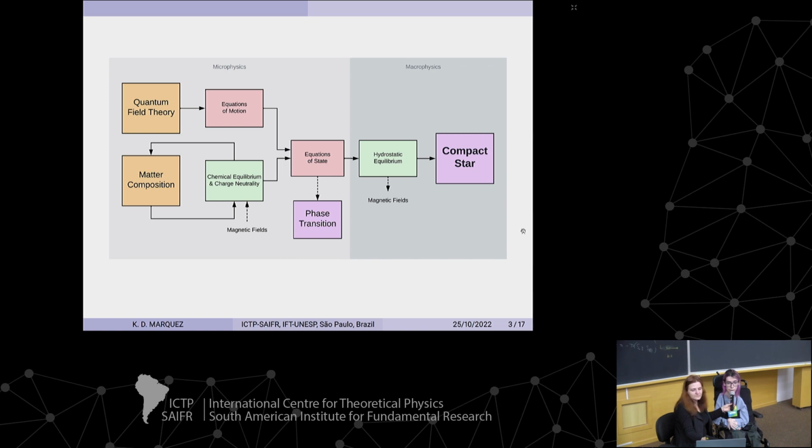The magnetic fields can enter in two steps of this process. We can put an external magnetic field into our model and take its effects into account when we calculate the charge neutrality and chemical equilibrium conditions, and this other stuff that will give you the microscopic composition of the hadronic matter. Or you can use hydrostatic equations that take into account the magnetic field effects. They will be two different things that I wish to talk a bit about in this presentation.